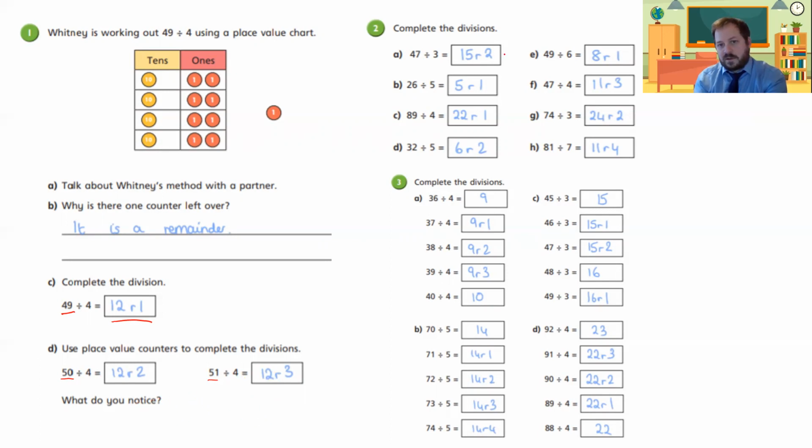Next one over here. Hopefully these are all straightforward. We are just looking at how many you can fit into this number and how many you have left over. And the same goes down here. You're just looking at that pattern again of what happens, and showing the fact that you can't have a remainder larger than your divisor.